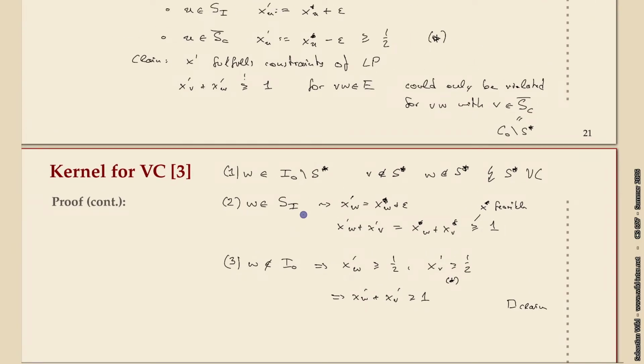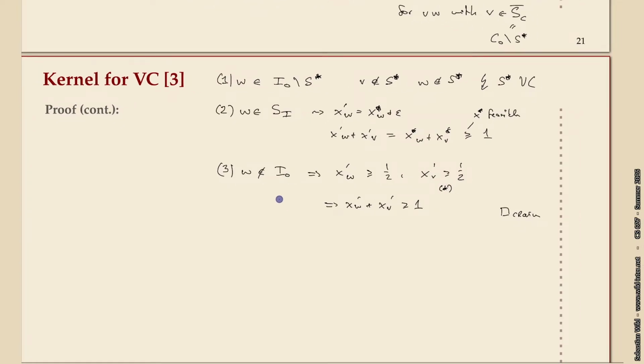Now, what do we get from that? Because x is an optimal solution of the LP, we get that the sum over all vertices in the new solution we construct cannot be smaller.